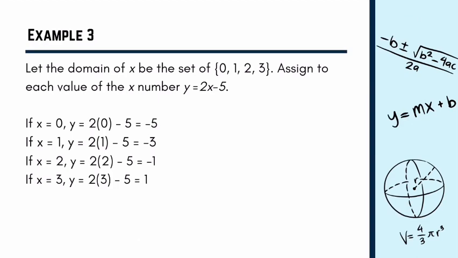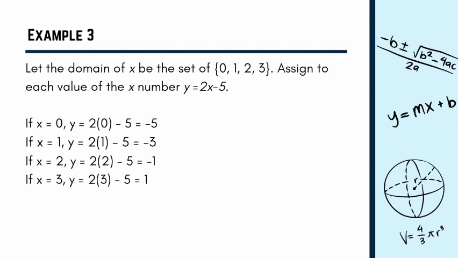So this is example number 3. Let the domain of x be the set of 0, 1, 2, 3. Assign to each value of x a number y equal to 2x minus 5. So our independent variable here is 0, 1, 2, 3, which is the x or the domain. The function is the whole equation, y equals 2x minus 5, and y is the dependent variable, which we need to find for each number in the set, the x or domain.